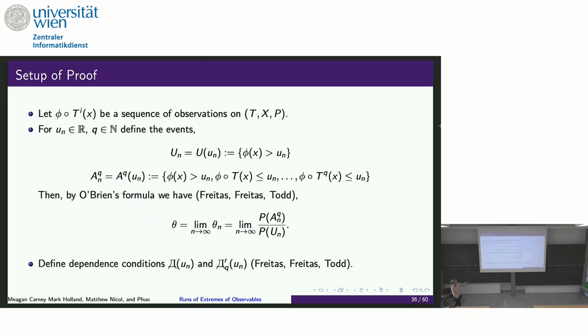And then I haven't defined them because I put them at the end, but for those of you who are interested in looking at them, we also have these dependence conditions that we have to show that depend on this definition of Un and A and Q.